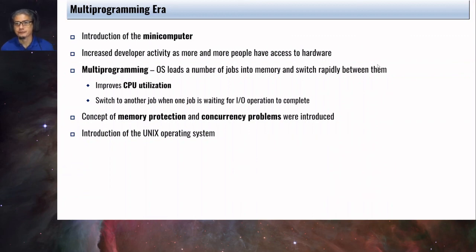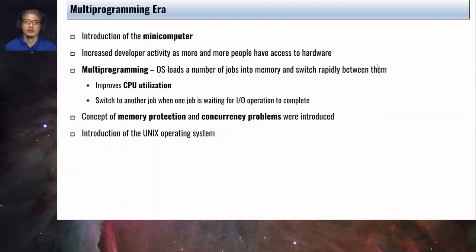ready to run. Okay. And because of this, the concept of memory protection was also introduced, because you now have several jobs in the main memory, and one job or program cannot just access the memory of another program. So we have memory protection, and since we have several jobs running, concurrency problems also arose. So we have to deal with these concurrency problems. And a very influential development in the multiprogramming era is the introduction of the Unix operating system.